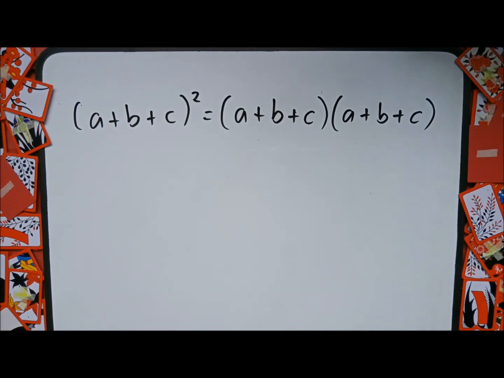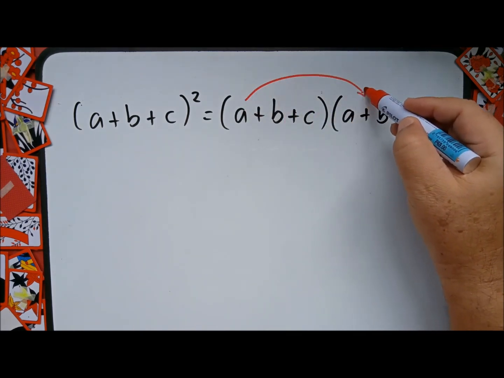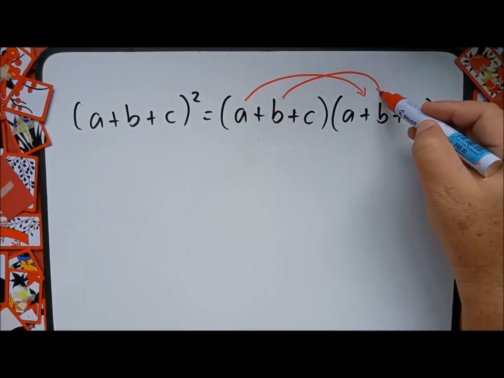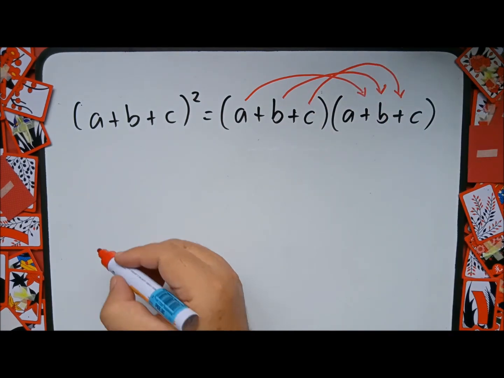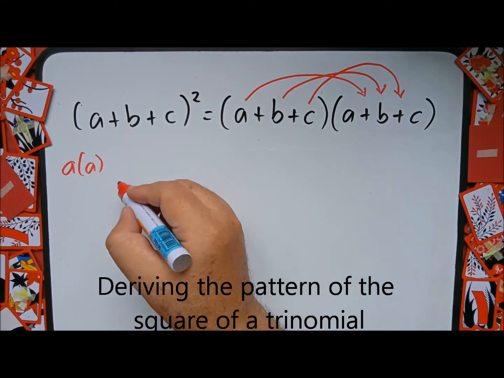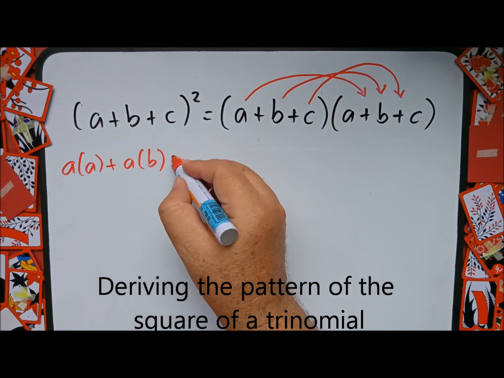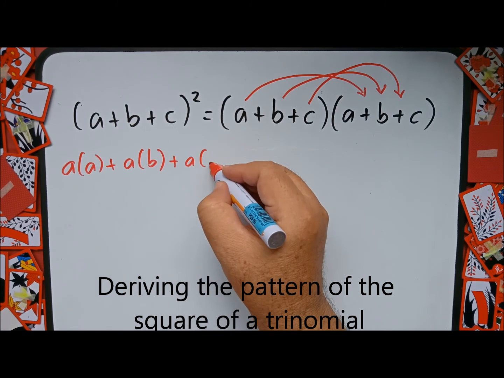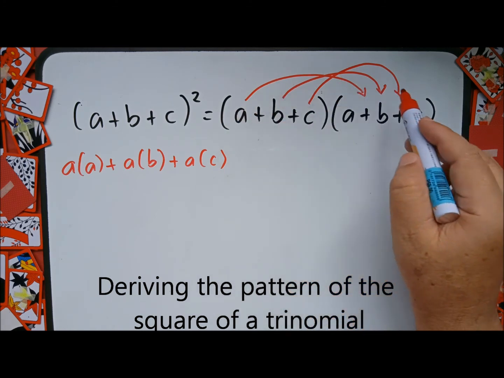Now, what have we discussed before? We have to multiply the first term to the whole set, the second term to the whole set, and the third term to the whole set. So this will become A times A plus A times B plus A times C.